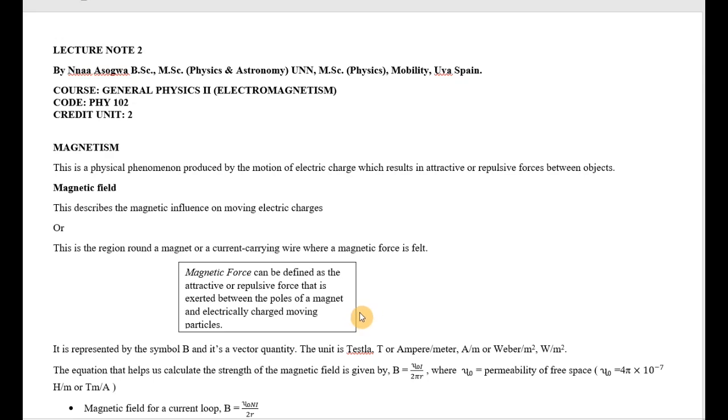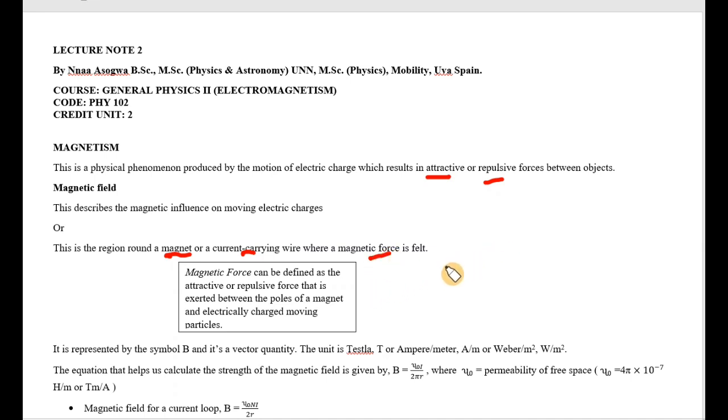In this video, we'll look at magnetism. Magnetism is a phenomenon produced by motion of electric charges, which causes attraction or repulsion between objects. So, we look at the magnetic field. The magnetic field is that region around a magnet or a current carrying wire where magnetic force is felt.